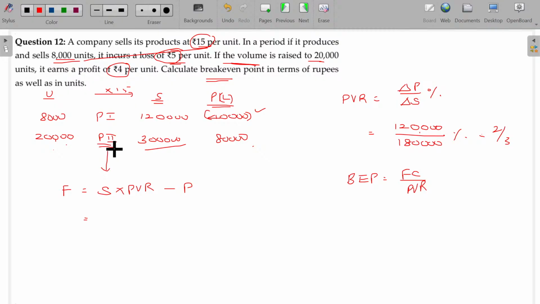So now I'll start with period 2 details. 3 lakhs is the sales in period number 2 and PVR here being 2/3. And profit for period 2 is 80,000 rupees. So the fixed cost in this case is 1,20,000. Am I right?